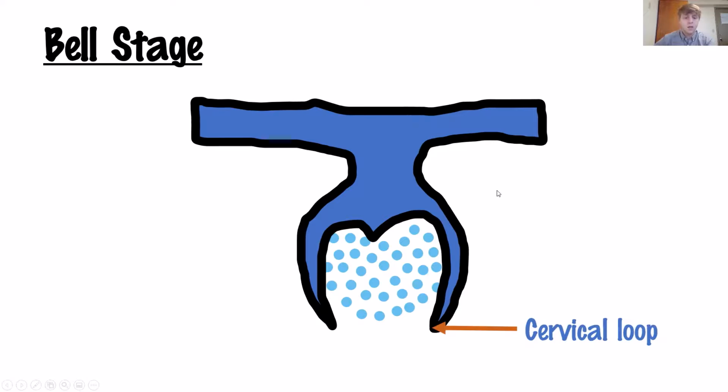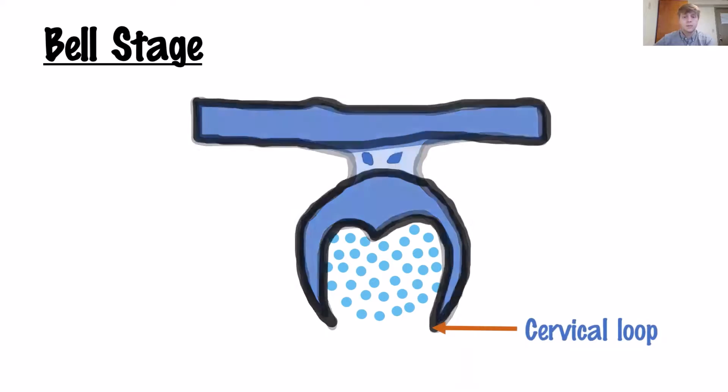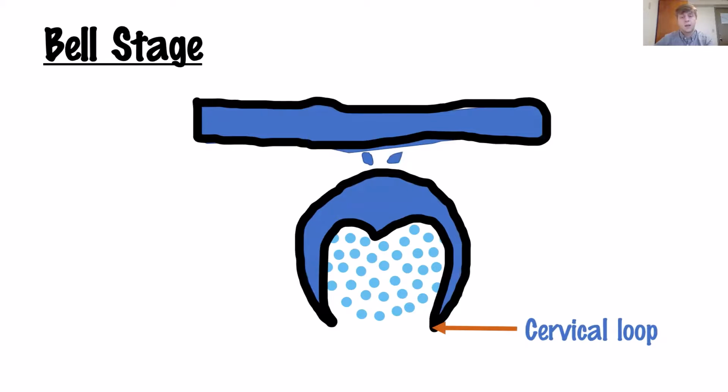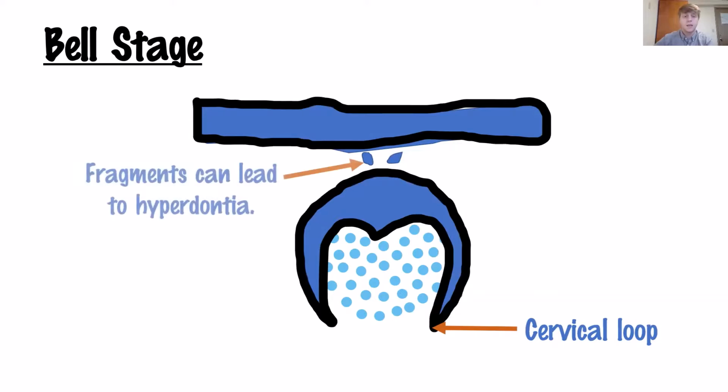Also in this stage, the dental lamina disintegrates, which separates the developing tooth from the oral epithelium, and fragments left behind usually degenerate, but in some cases, it can actually give rise to supernumerary teeth in a condition known as hyperdontia. So you have more than the teeth that you're supposed to have. So 20 for deciduous teeth, 32 for permanent teeth.